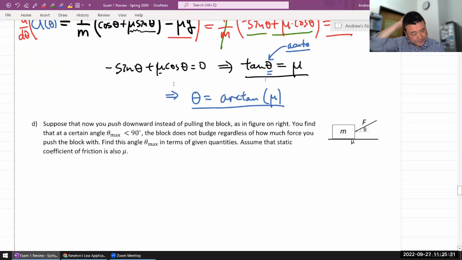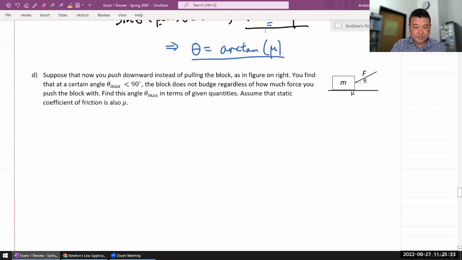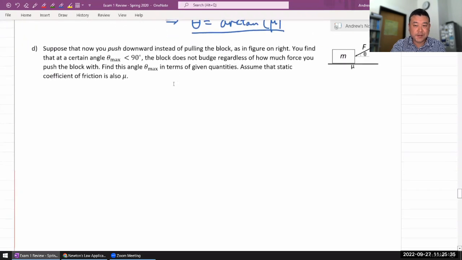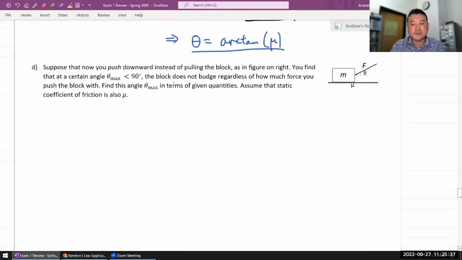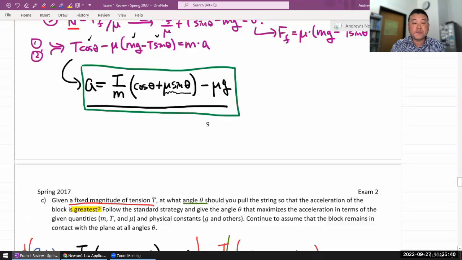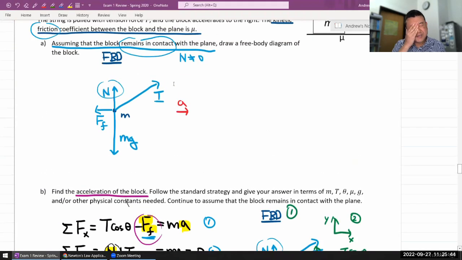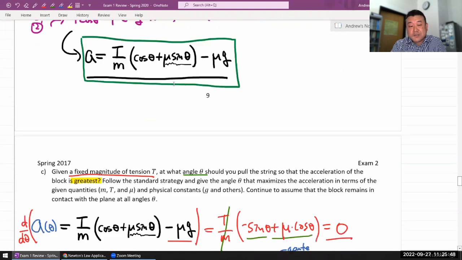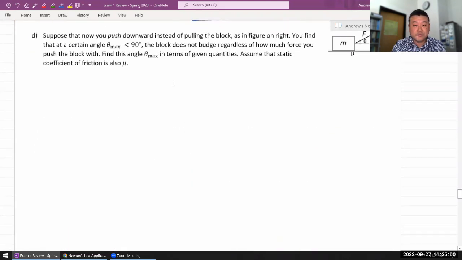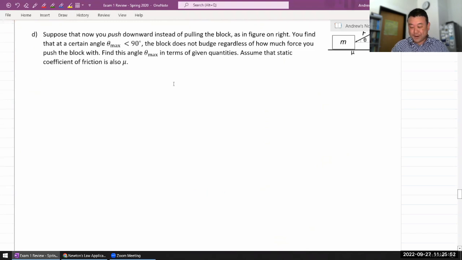Now D. My recommendation is you do it from scratch. It is possible that you could reuse some of what you've done for A and B, but I think the headache for that is not worth the amount of time we would save. So we'll just redo all of them, and do it quickly so that I have time for other questions. So I'm following the standard strategy.